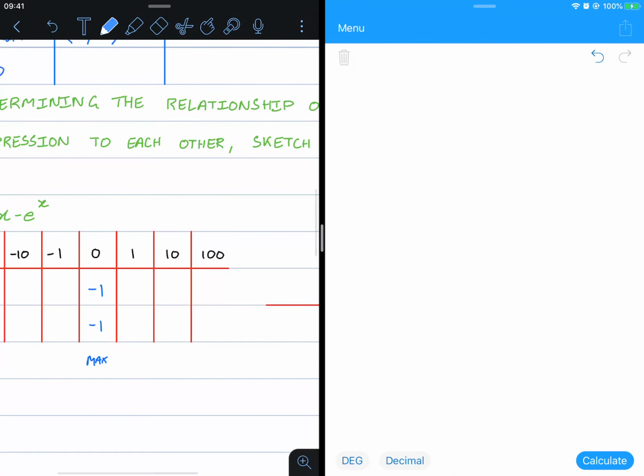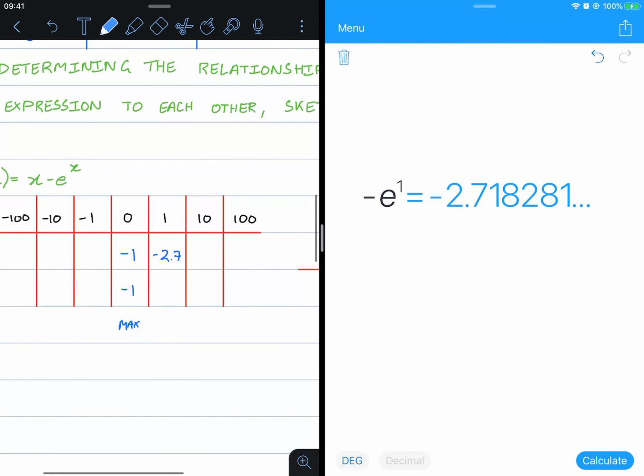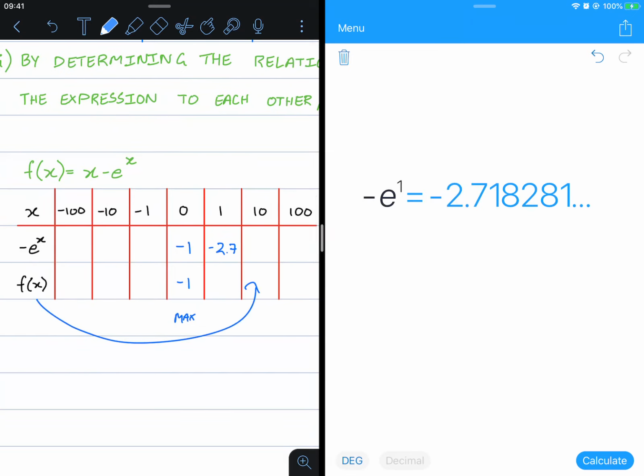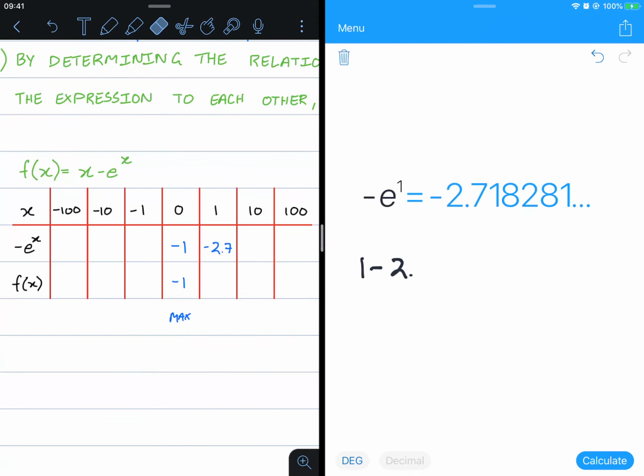So it's going to be negative e to the power of 1. That's negative 2.7. So it's going to be 1 take away 2.7. So we're going to check our f of x value now. That's 1 minus 2. Let's actually go to 2 decimal places just to be slightly more accurate. That's negative 2.72. So 1 minus 2.72 is negative 1.72.